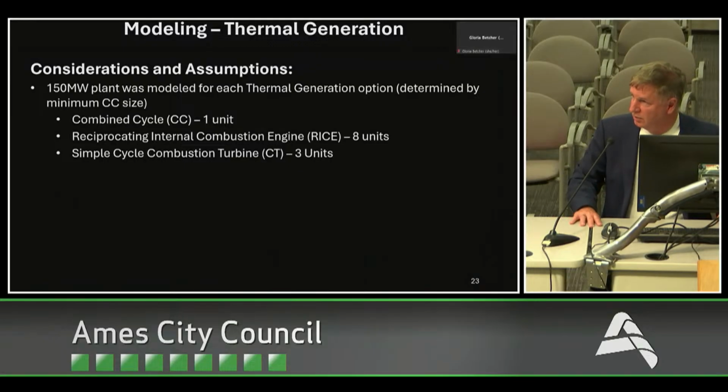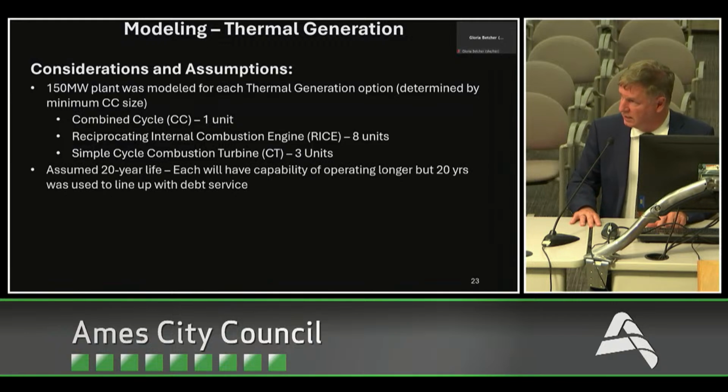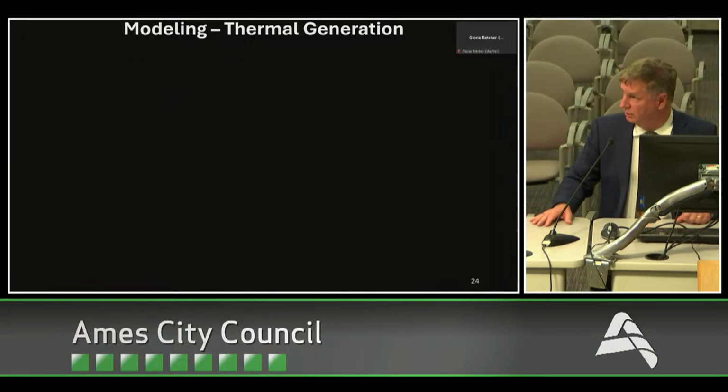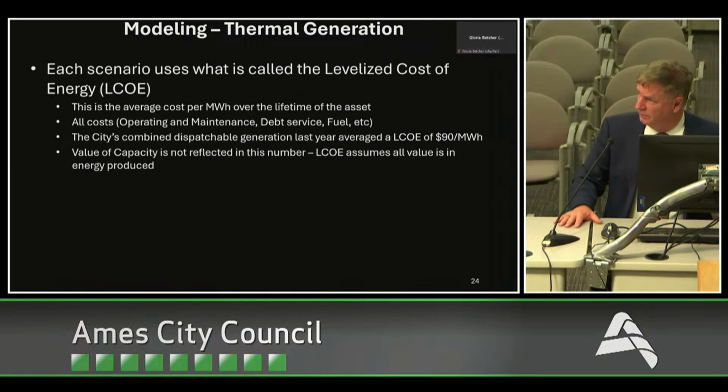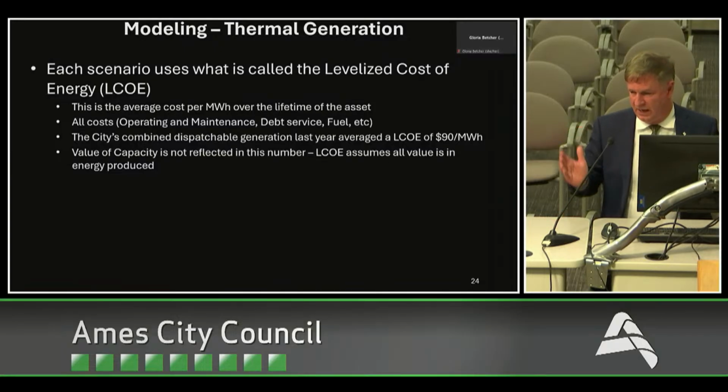Some of the things that they thought about were, so the combined cycle, the only size unit you can do is 150 megawatts. We studied up to 8 RICE units, the reciprocating engines, and then 3 simple cycles, because each is about 50 megawatts. We assumed a 20-year life. We know that it's good for more than 20 years, but we wanted to look at least through if we have to borrow or when we borrow. How we did a comparison, and I don't want to focus too much on this because, again, the purpose is relativity, not, oh my gosh, this is going to cost this much, because there's other factors that roll into this.